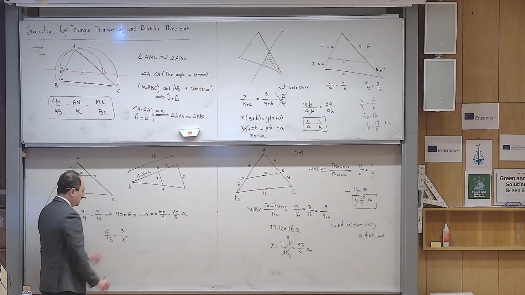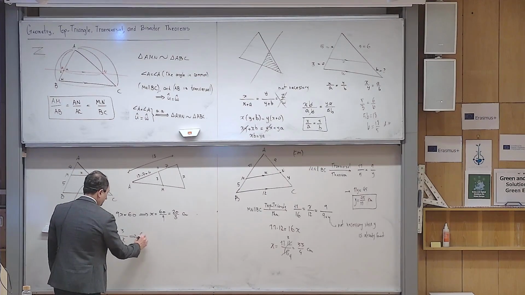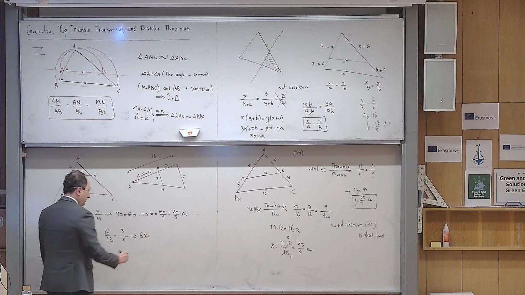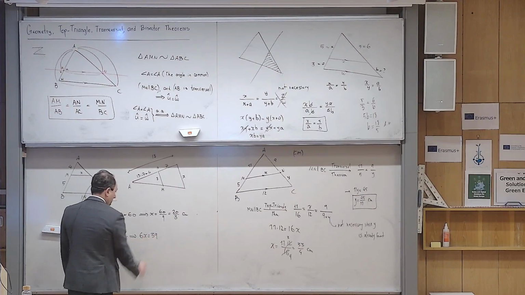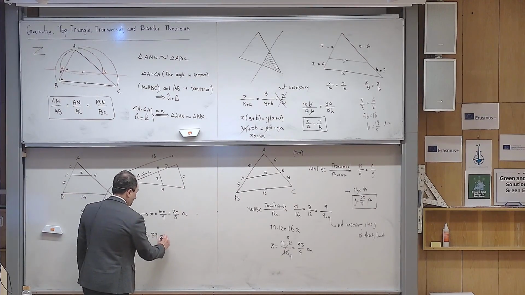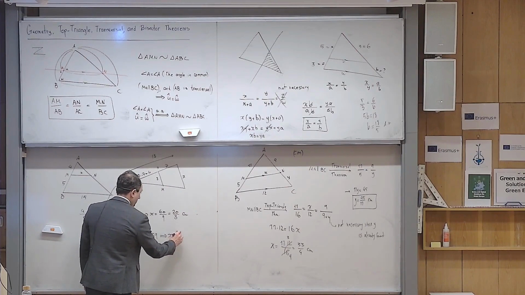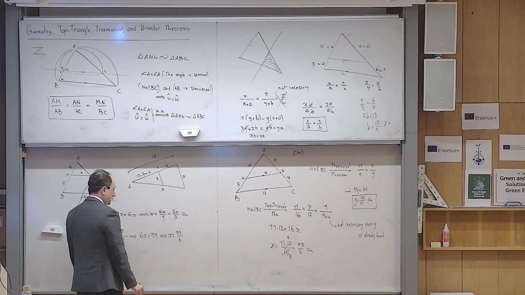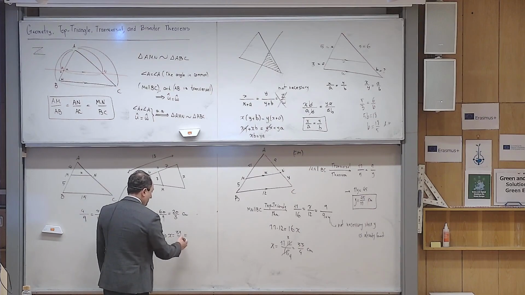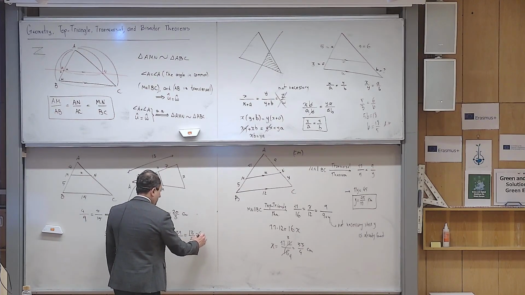And then I multiply: 6x equals 3 times 13, which is 39. Then I find x by dividing by 6. So 39 divided by 6. And then what happens? I simplify by 3. It becomes 13 over 2, which is in that case exactly 6.5 centimeters.